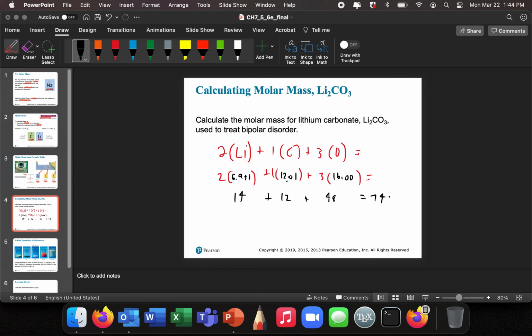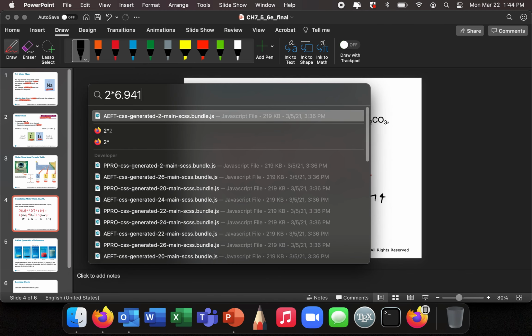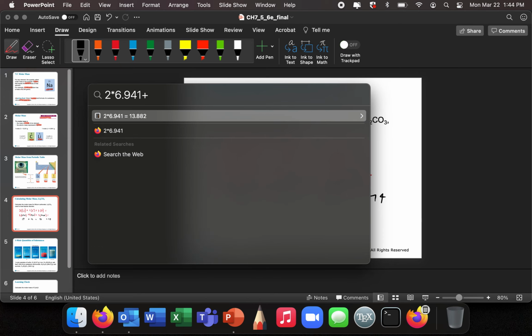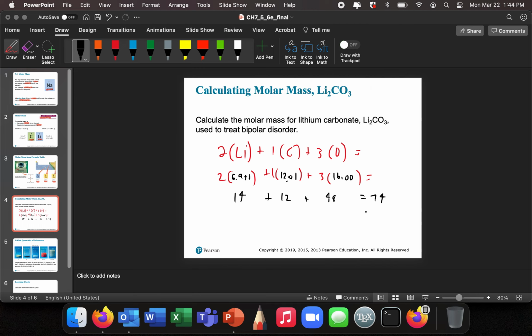Now let's put this in our calculator. 2 times 6.941 plus 12.01 plus 3 times 16.00 is 73.892. And that comports with what I estimated, 73.892 grams per mole. And that is the molar mass of lithium carbonate.